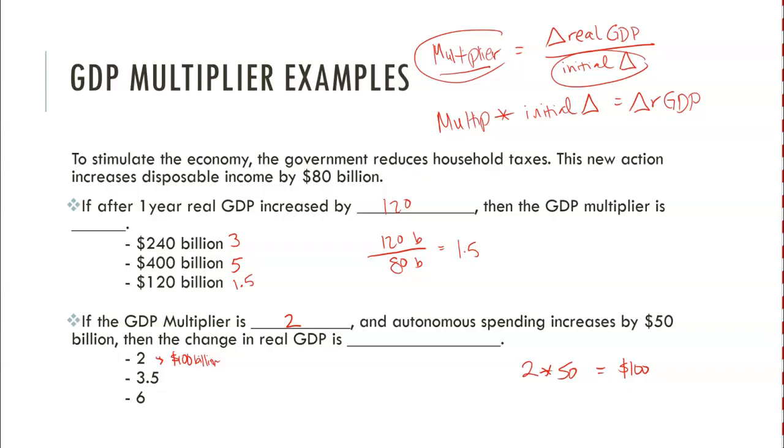If our multiplier is 3.5, then that's going to give us a change in real GDP of 175 billion. And if our multiplier is 6, that's going to give us a change in real GDP of 300 billion.